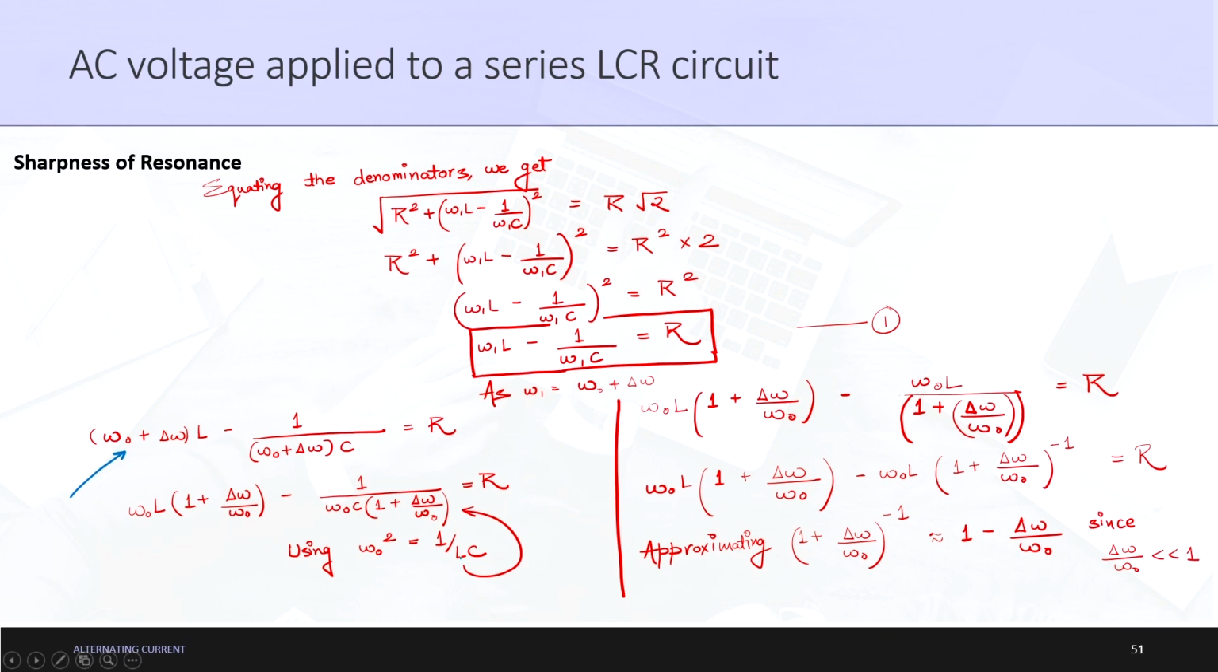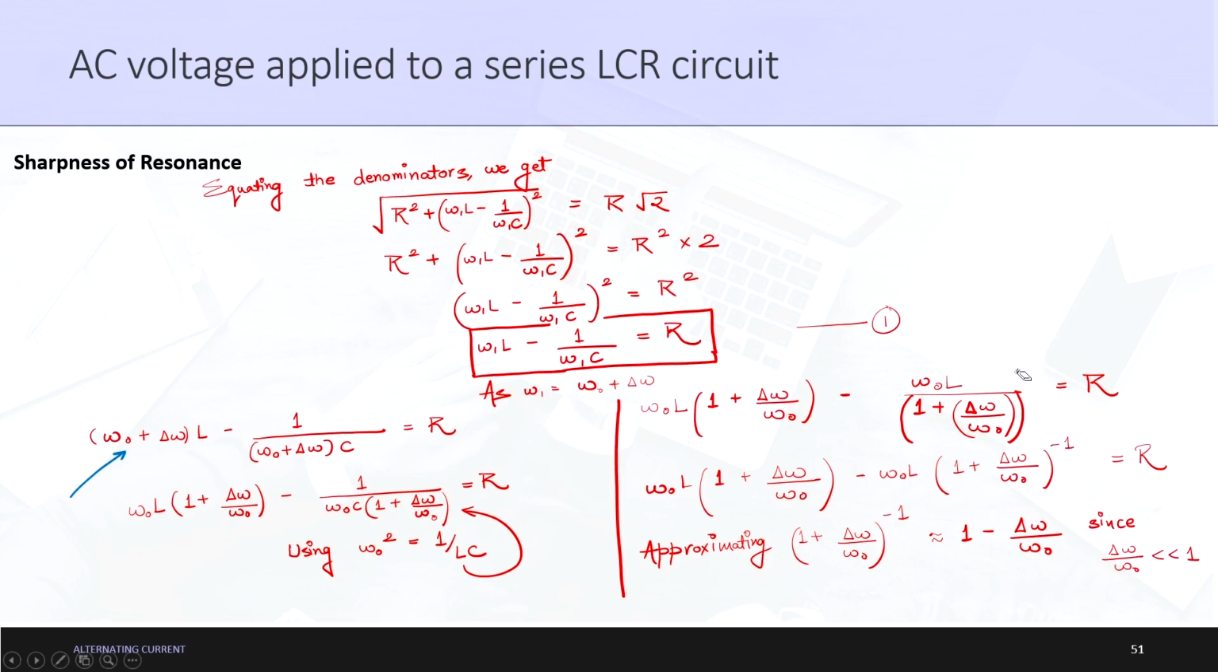Now, to relate the same in the same way, I just used the concept of omega naught square, which is 1 upon LC. The definition of resonant frequency is only the second part of this left hand side. If I use this, finally the equation which was obtained is this.